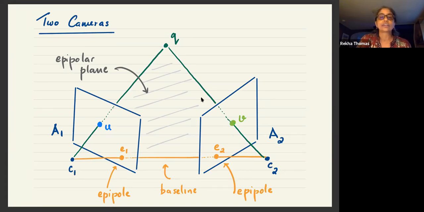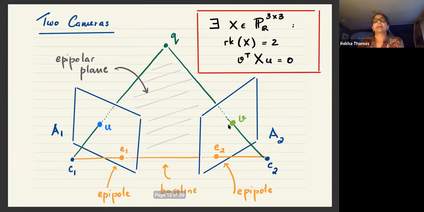And the key thing you notice is that if you give me Q and one image, I cannot put the other image wherever I want. The other image is constrained to lie on this plane, right? There is a plane that's hinged on the baseline and contains Q. This is called the epipolar plane. So there is an algebraic condition that connects this u to this v. Okay, so this is an important constraint.